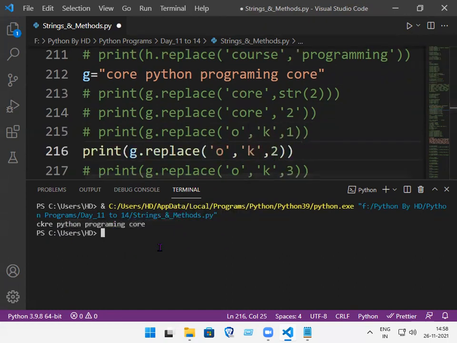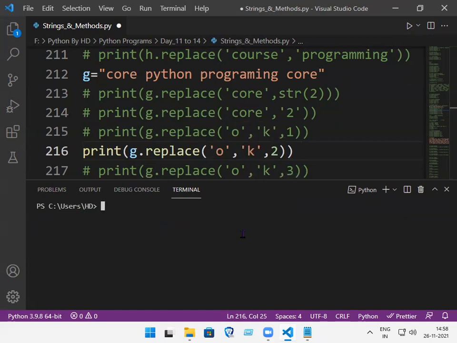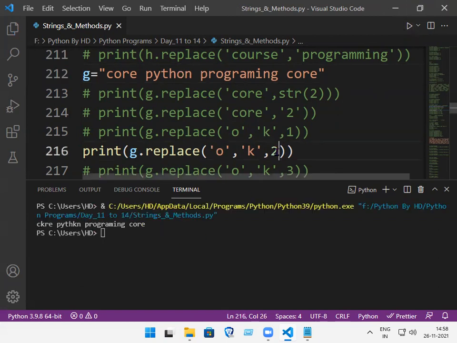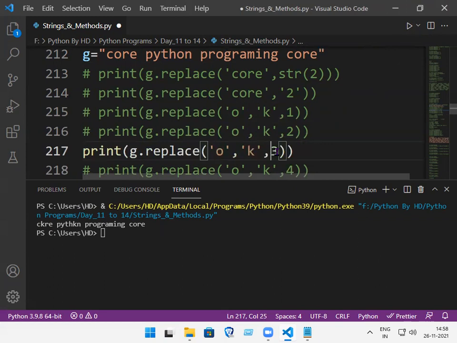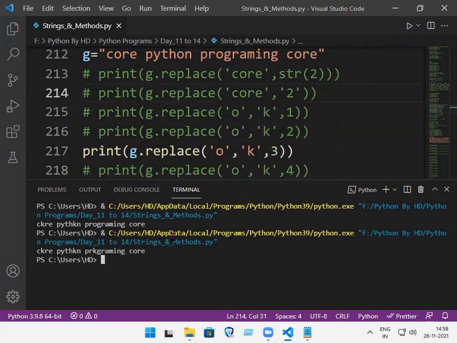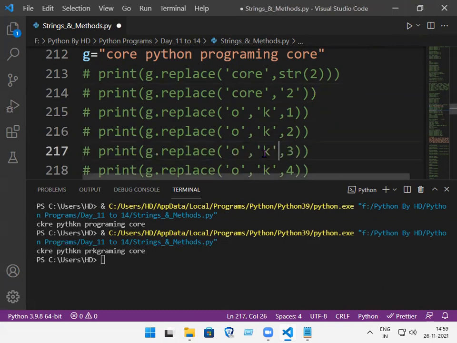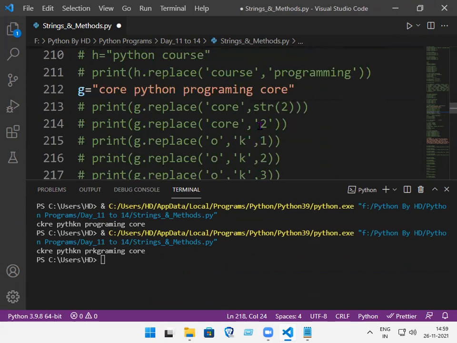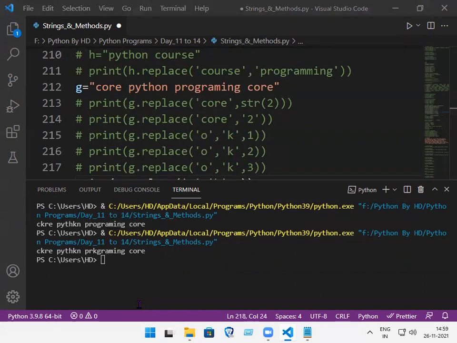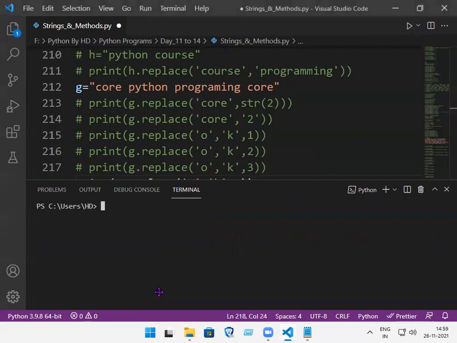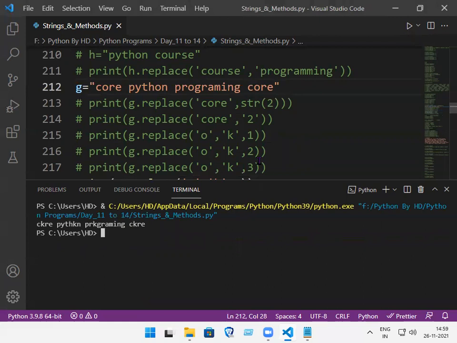Now I'm saying for how many times? Two times. Wherever O is there, it gets replaced two times. So this O and the Python O get replaced with K. You can keep any other character also, up to your choice. Fine. What about in the case of three? Three times: one, two, three. Okay. What about four times? All four times, yes or no? Here in the core, Python, programming, and the last core.